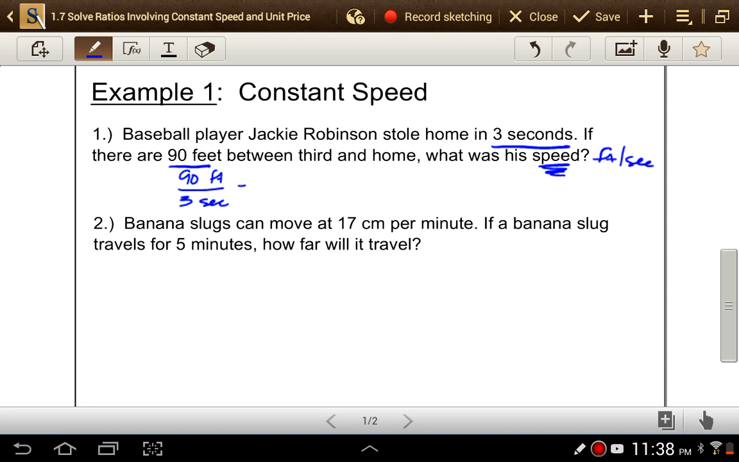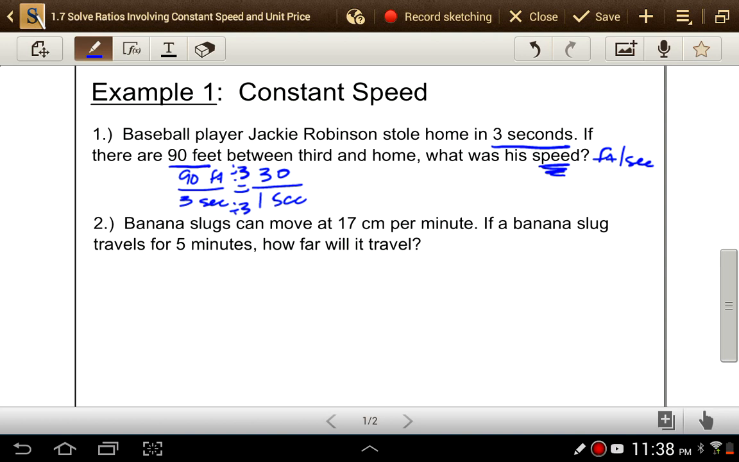What does that mean? Well, that means that in this other ratio, I want to know how far he can run in 1 second. So what am I going to do for that? Well, how do I go from 3 to 1? 3 to 1 means I'm going to divide. 3 divided by 3 is 1. Whatever I do to the denominator, I must do to the numerator. 90 divided by 3 is 30.